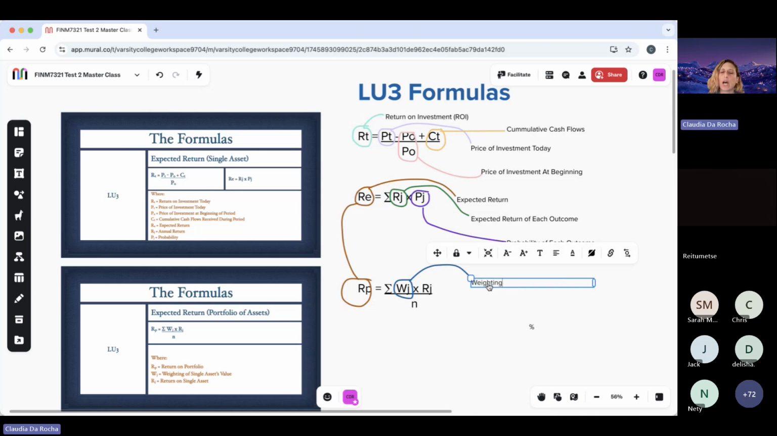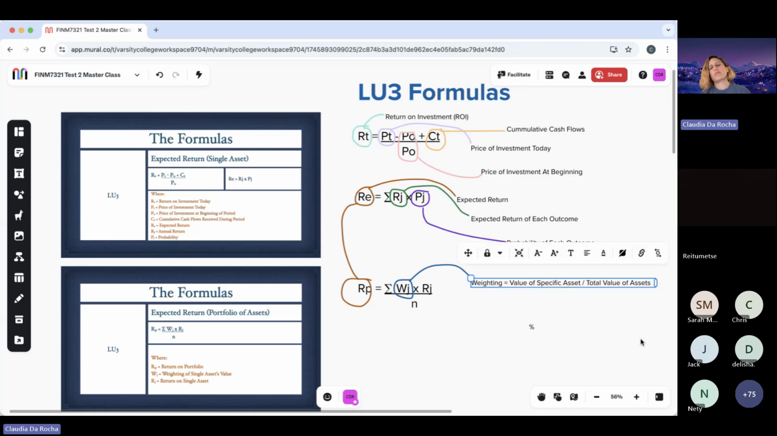Okay, so when we're talking about weighting, we're basically talking about the value. What are we saying? We're basically saying the value of a specific asset divided by the total value of assets. Okay, so there is a specific formula that we learn later on with a VO, etc.